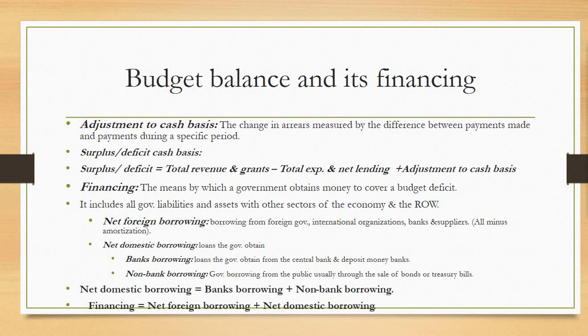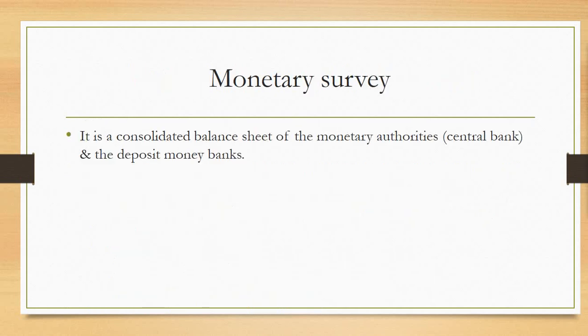Bank borrowing, the government is going to borrow from the central bank and deposit money banks, while non-bank borrowing, the government is going to borrow from the public through issuance of bonds or treasury bills. The summation of bank and non-bank borrowing is net domestic borrowing. So if you would like to find all sources of finance, it is the summation of net foreign borrowing and net domestic borrowing. This is with respect to the government budget or government accounts.